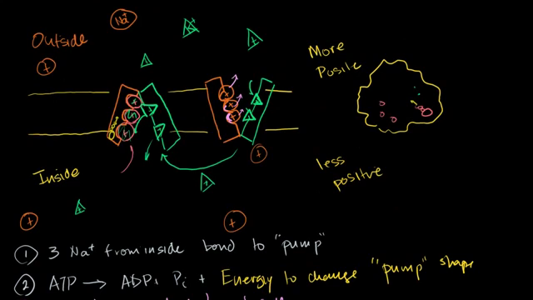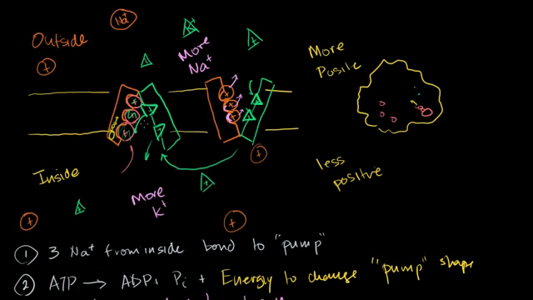We end up with a lot more sodium ions on the outside, and we end up with more potassium ions on the inside. But I told you that the inside is less positive than the outside. But hey, these are both positive. I don't care if I have more potassium or sodium.